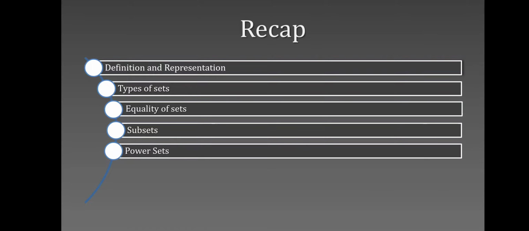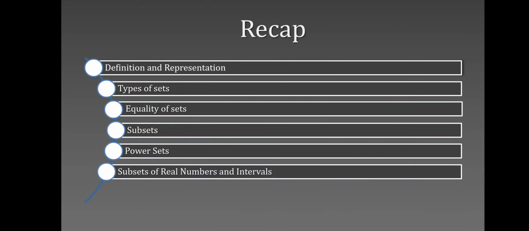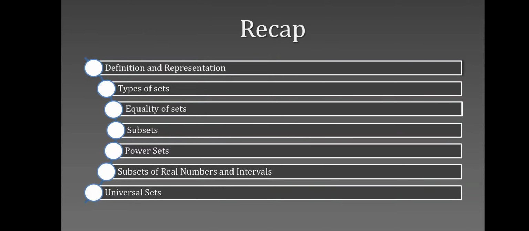Power sets are nothing but the collection of all the subsets of a set, and also we discussed that given there are n number of elements in a set, there will be 2 to the power n number of subsets of that set. Next, we talked about subsets of real numbers and intervals. Obviously any subset of real numbers can be represented in the form of intervals, and we just learned that there are 4 different kinds of interval: closed interval, open interval, semi-open, semi-closed, like that. And then finally we discussed universal set.